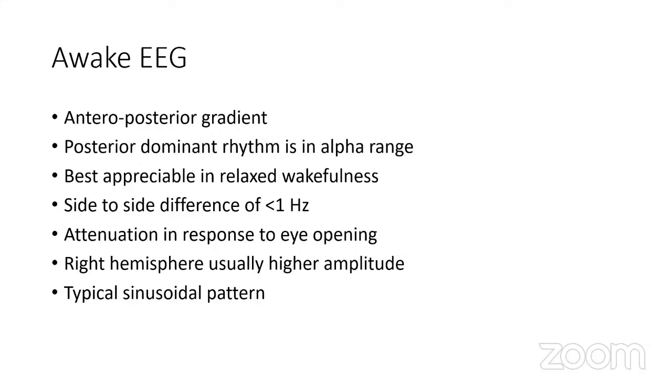Second is the posterior dominant rhythm. Because the background activity increases as we go posteriorly, of course the frequency in the posterior head region, predominantly the occiput, is the maximum. And this gradient, this is called the posterior dominant rhythm. I have mentioned alpha range here because that is what we usually find in adults or children beyond 3 to 5 years of age, because that is when they reach alpha range.